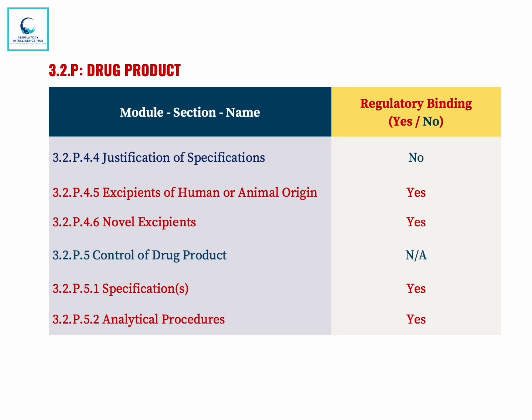Justification of specification is not binding. For excipients of human and animal origin and novel excipients, these are binding. Specifications and analytical methods are binding. Validation documentation supporting those methods remains non-binding. This follows the same logic applied to the drug substance control.